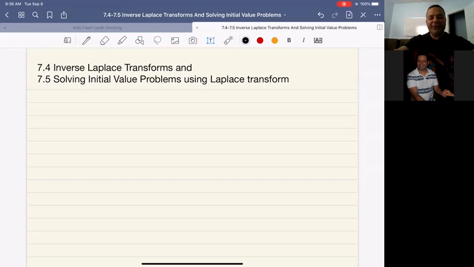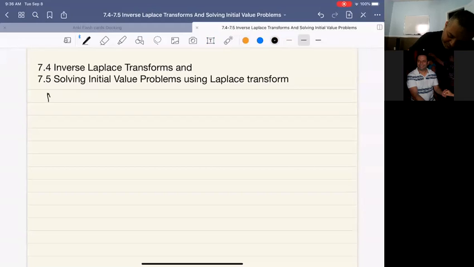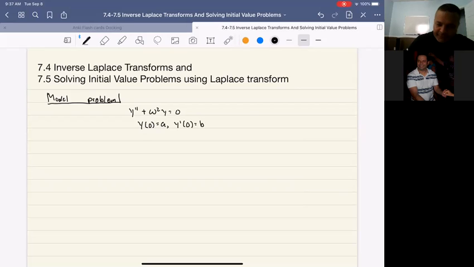Okay. All right. So let's start with just a really easy problem that we know how to solve ideally. Let's take as sort of our model problem: y double prime plus omega squared y equals 0 with y of 0 equals a and y prime of 0 equals b. So we know how to solve this, so everyone can do that.